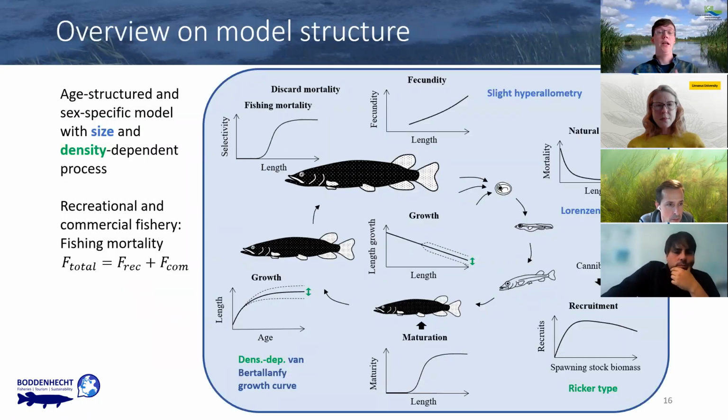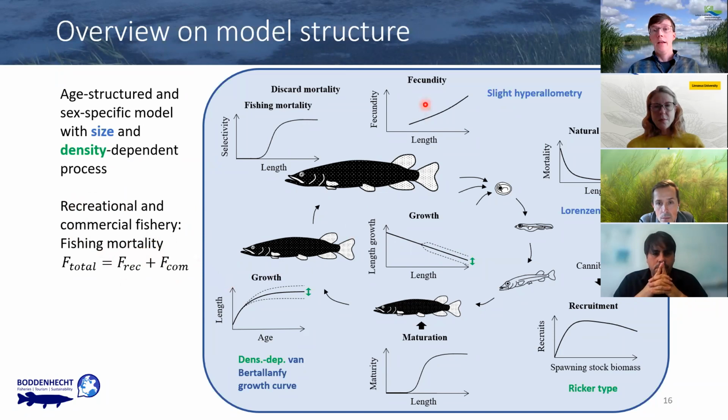And this is then an overview of the model structure. As you can see, it's an age-structured sex-specific model with size and density-dependent processes. We distinguished here between recreational and commercial fishery in link to the mortality. For example, we have a size-dependent fecundity relationship, with slight hyperallometry assumed here based on indication from the data. Then we have size-dependent mortality, with a high natural mortality at lower sizes. We also account for cannibalism, as we have this Ricker-type recruitment function, where a higher spawning stock biomass leads to a reduction of the number of recruits due to cannibalism, and further processes here.